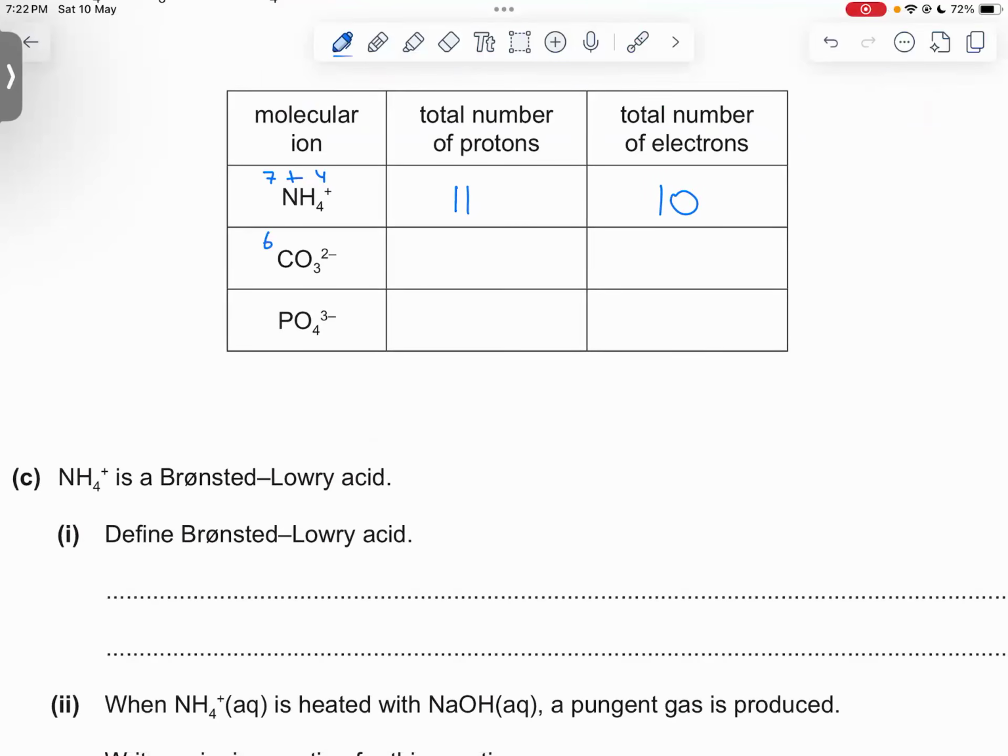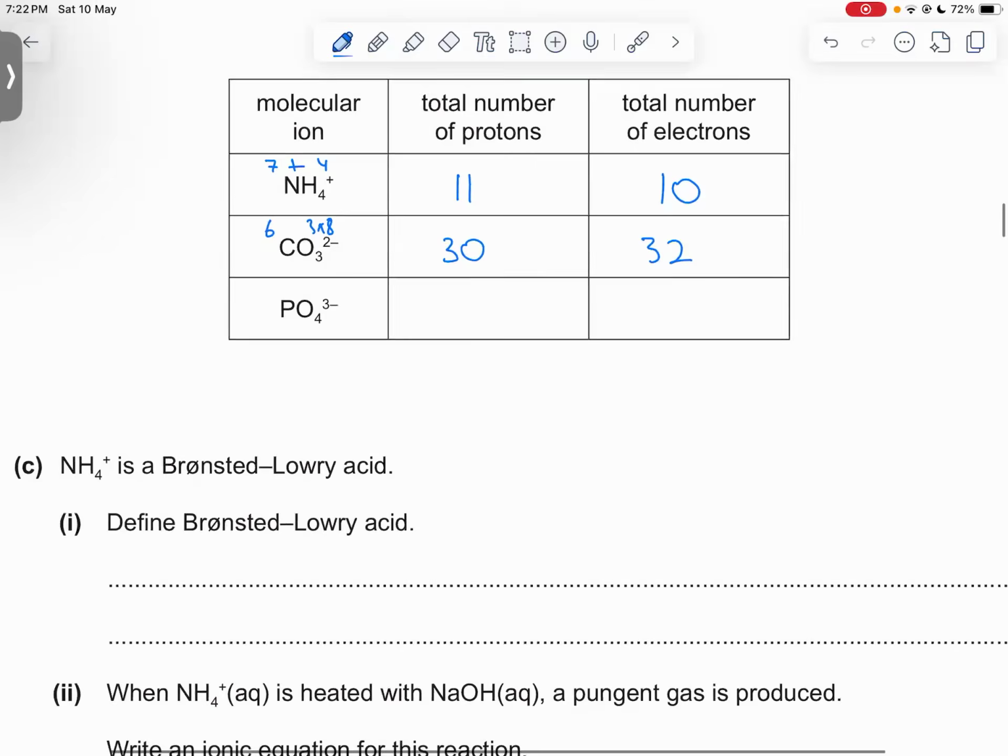Similarly, if it has 6 protons because of carbon, and each oxygen has how many? 8 protons. So 3 times 8 protons because of oxygen, so that would be 3 times 8 is 24. 24 plus 6 is 30. If it has 30 protons, then it must have 32 electrons because it has 2 more electrons, right?